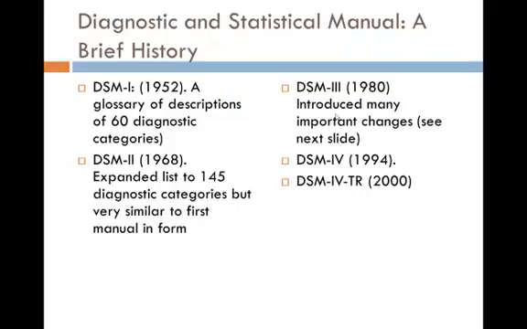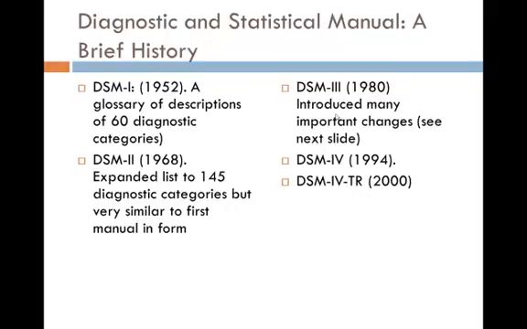Back in 1952 was the genesis of the DSM. It was a glossary of descriptions of 60 diagnostic categories. However, in 1968, the DSM-2 came on the scene, and it expanded the list from 60 diagnostic categories to 145 categories. But it was also very similar to the first manual in terms of its format.